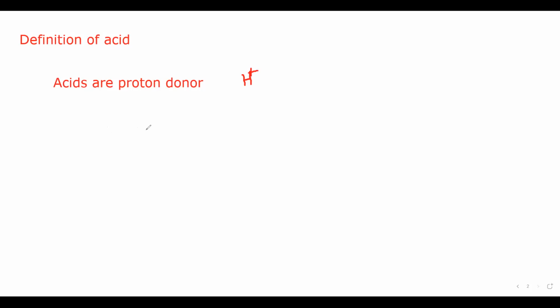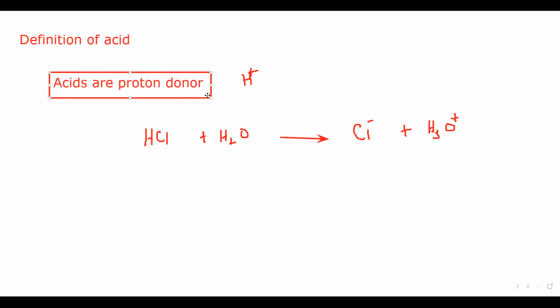For example, you have HCl mixed with water, H2O. As a result, when this reaction occurs, this will become Cl minus and H3O plus. So chloride ion is produced and oxonium ion is also produced. Now we want to identify which substance is the acid. Whenever we want to identify the acid, we apply this definition. What is the definition of acid? Acids are proton donors, meaning they will donate or give H plus ion, or hydrogen ion.